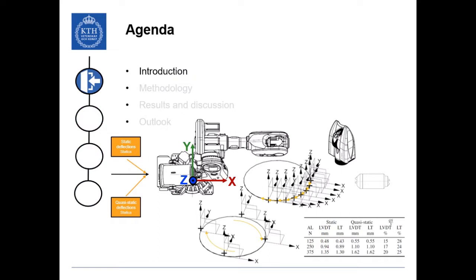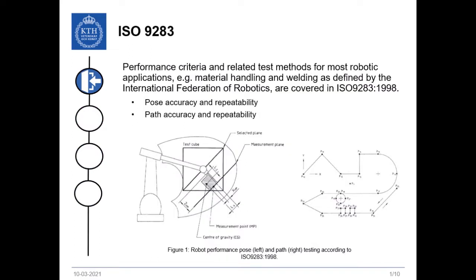Introduction section. ISO 9283. According to the information provided by the International Federation of Robotics, most industrial manipulators are used in tasks in which the manipulator carries a payload. In this case, kinematics, gravity torques, and controller settings are the most important performance criteria to assess the applicability of an industrial manipulator for its intended purpose.